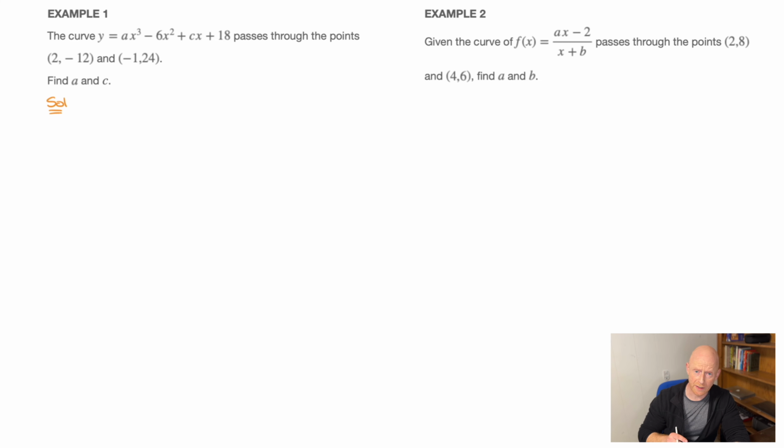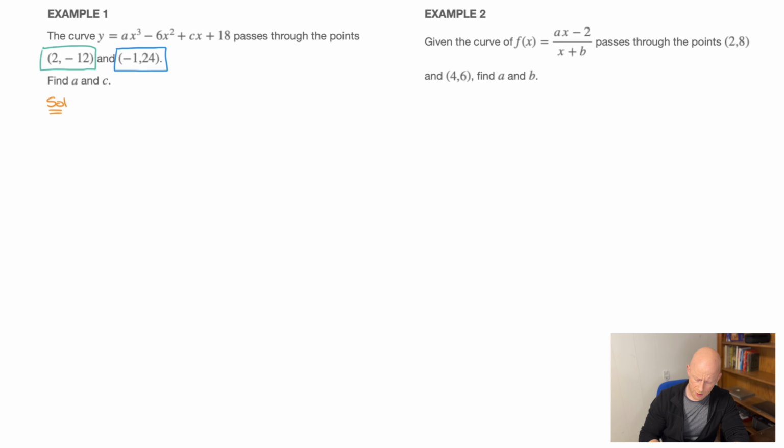Now the trick we learn about here can be summarized as follows. Since we have two unknown coefficients in our function, we're going to need the coordinates of 2 points through which the curve passes. And that's exactly what we're given. Indeed, we have the coordinates of one point here, (2, -12), and we have the coordinates of another point right here, (-1, 24). Using the coordinates of each of these 2 points alongside the function's equation here, we're going to derive two equations involving the two unknown coefficients, a and c.